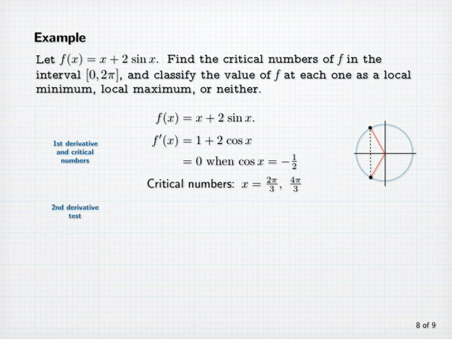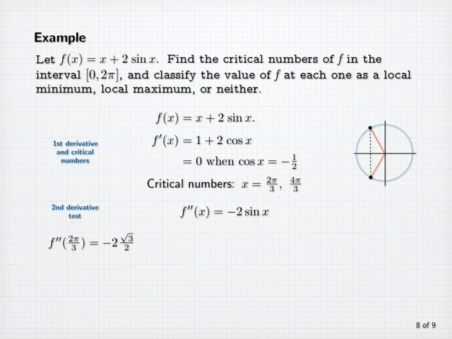Now let's compute the second derivative and apply the second derivative test to each of those critical points. We take the derivative of f prime of x to obtain f double prime of x equal to minus 2 times sine x. Now let's evaluate f double prime at each of the critical points.